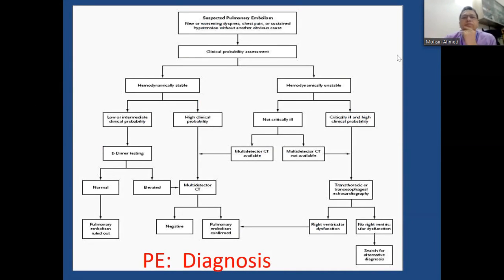Suspect pulmonary embolism if there is sudden dyspnea, chest pain, or sustained hypotension, and the patient has dyspnea and chest pain with a normal ECG. On clinical probability assessment, if the patient is hemodynamically stable, you do the D-dimer, which may be normal or elevated. If high clinical probability, CT scan can be done. If the patient is hemodynamically unstable but not critically ill, then you do CT. But if critically ill, do echocardiography, which shows right ventricular dysfunction, sometimes thrombus also. So you will go for management with thrombolytics.